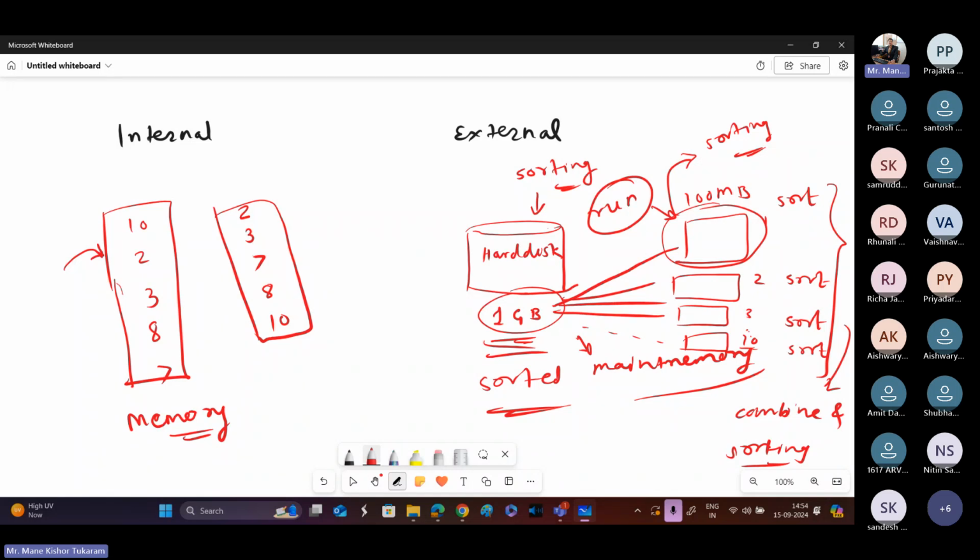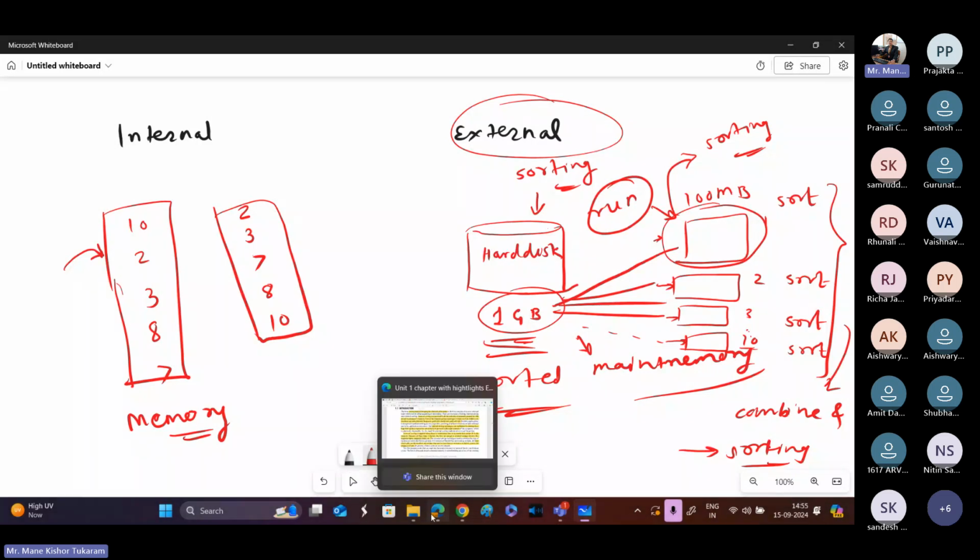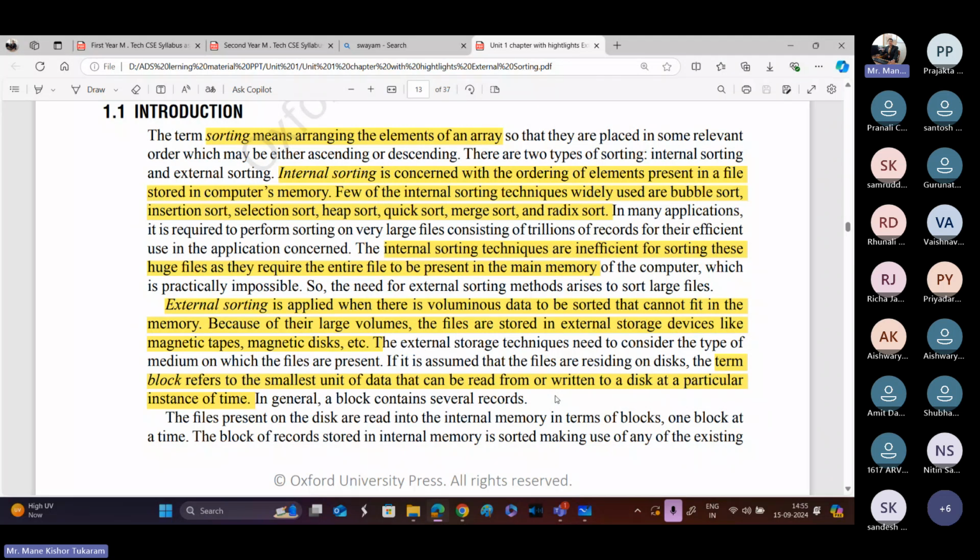That particular block is nothing but a chunk of data which is stored on the hard disk for processing. Okay, so we can apply sorting separately on each run, sorting the simple block of that data, and after that we can merge the data and apply the sorting. So this is nothing but external sorting. This whole mechanism is called external sorting. That external sorting we can apply inside this chapter.